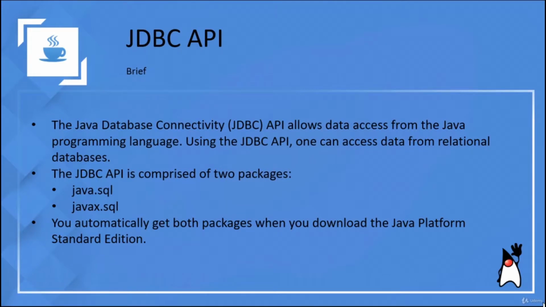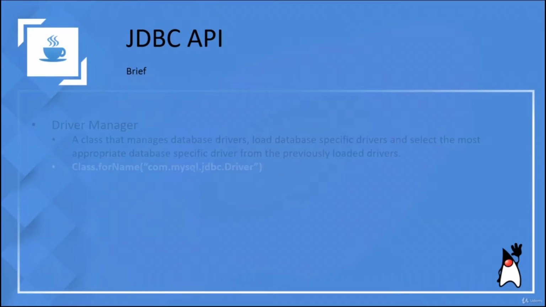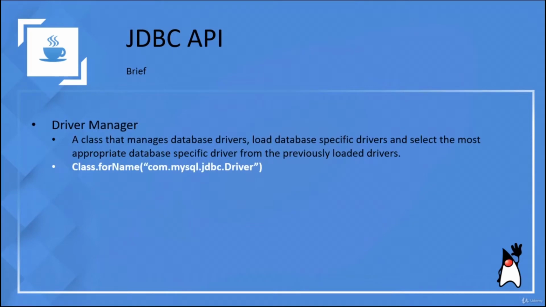Now let's have a look at important classes and interfaces available in the JDBC API. The first one is the DriverManager class. This class is responsible for loading and registering the appropriate driver for the database. In the example, we can see Class.forName, where Class is the class name and forName is the static method of that class, and it accepts one parameter which is of string type, and it represents our database driver name.